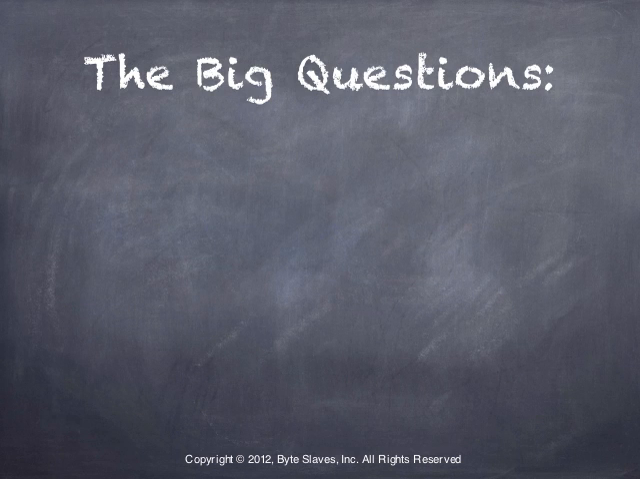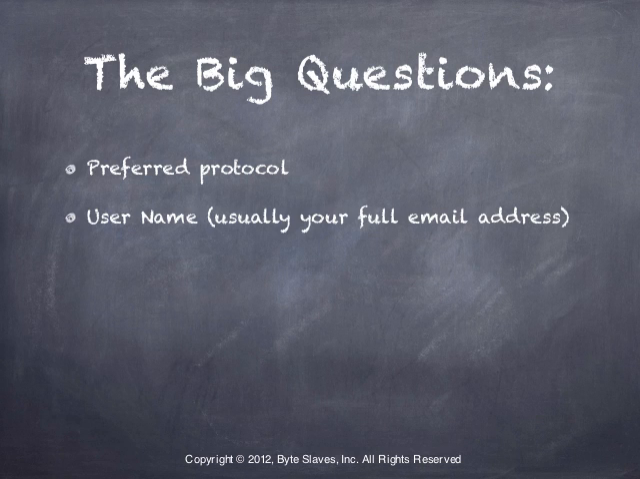So here are the big questions. What is the protocol that you're going to be using to get your email? There's several different protocols. We're going to talk about that. One of the things that most people seem to forget is that you need a username. Typically it's your full email address, but it may just be the first part of your email address or something different. So it's really important to understand what your username is, and of course, your password. And write it down, put it somewhere safe. This is probably the one thing that most people don't seem to have when I'm trying to help them set up their email.